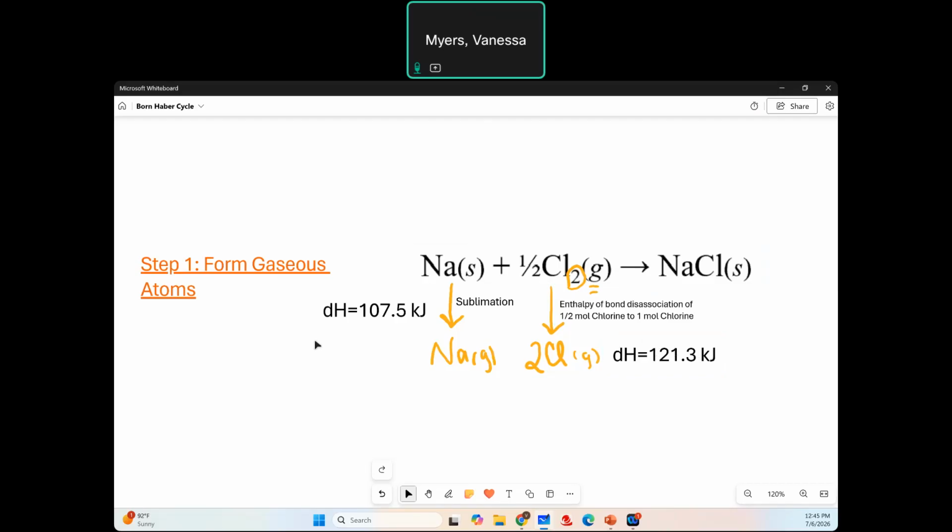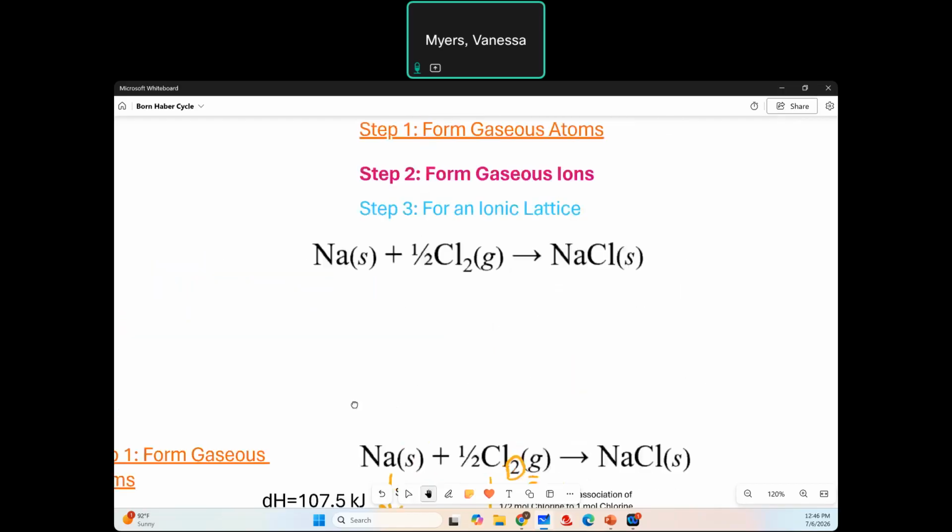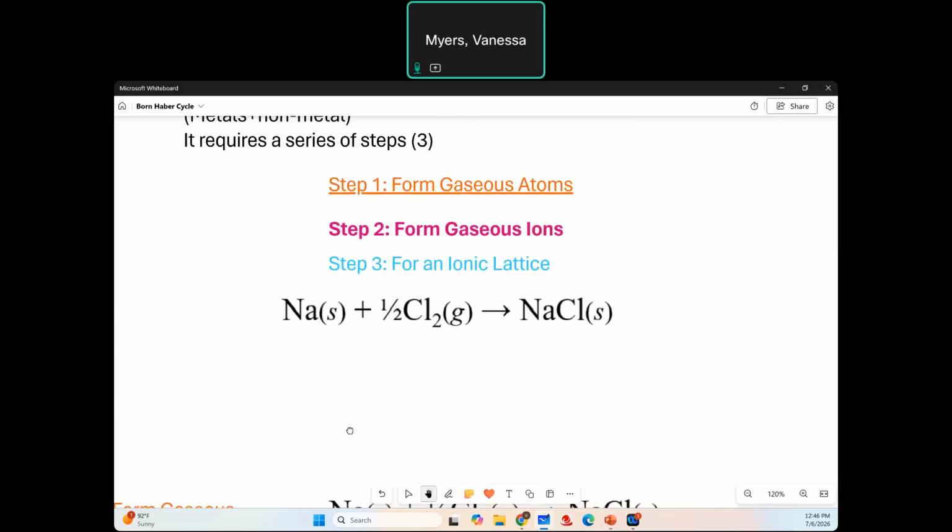Sometimes they'll give you a chart, sometimes they'll give you information. But when you're trying to go from a diatomic molecule, a diatomic gas, to a single atom, you need the bond dissociation energy. Maybe you can just get that from a chart. It's usually easy. Okay, so we formed our gaseous atoms. Now I have sodium gas and I have chlorine gas, but it's chlorine by itself, not the diatomic chlorine. Let's go back to our steps. Now, step 2 was form gaseous ions.